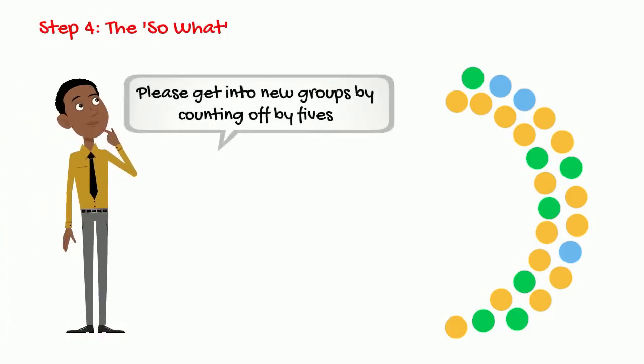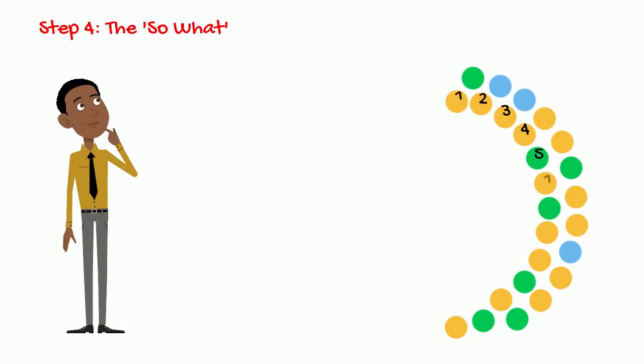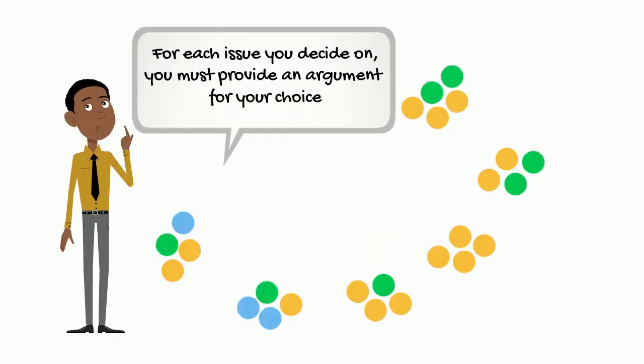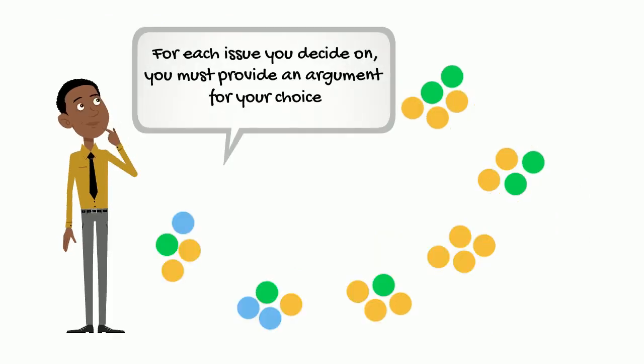Step 4, the so what. Divide the participants into new groups by counting off by 5s. Give these new groups 30 minutes to agree on the top 3 issues that must be addressed if this kingdom is to be the best it can be. For each issue they decide on, they must provide an argument for their choice.